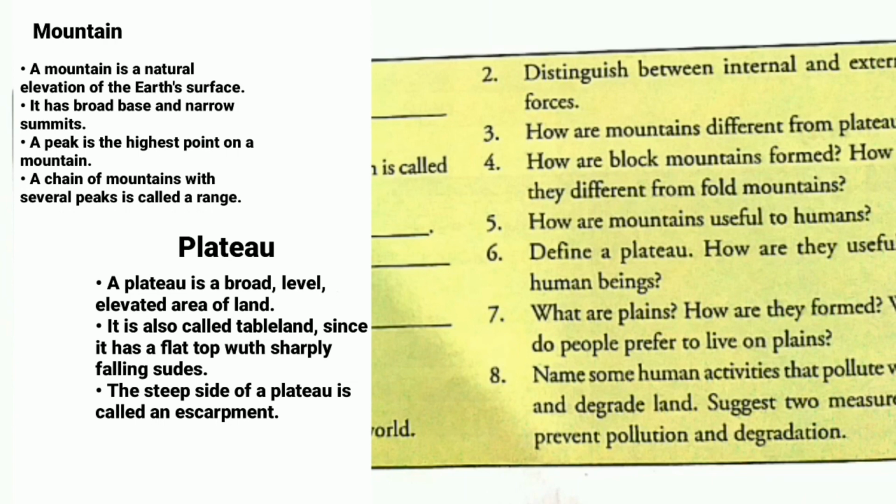Second point, it is also called tableland since it has a flat top with sharply falling sides. Third point, the steep side of a plateau is called an escarpment. So these are the 3 points under the heading plateaus.